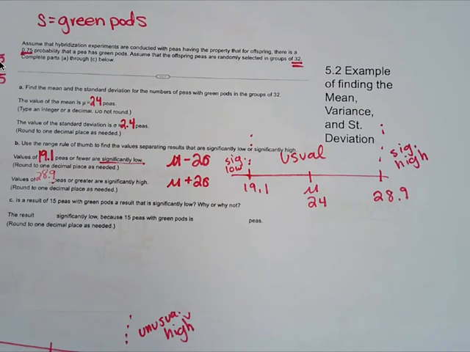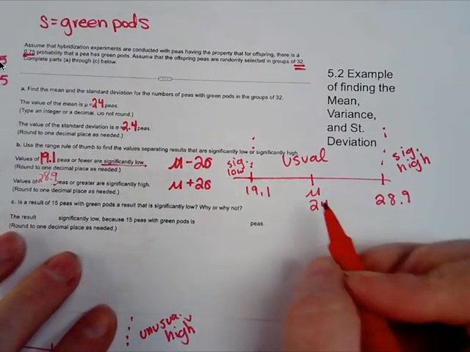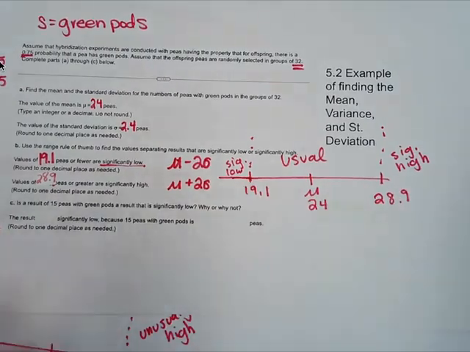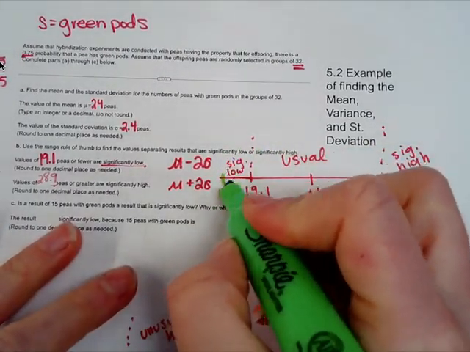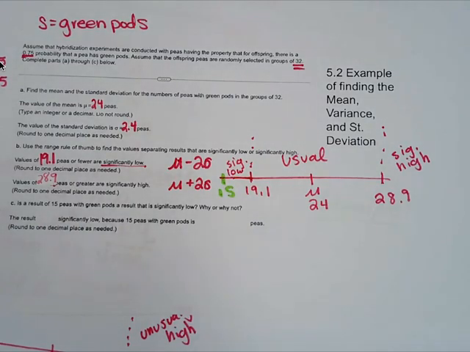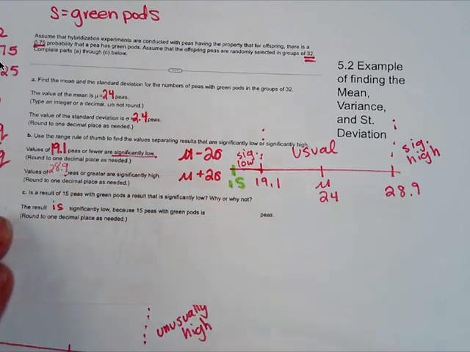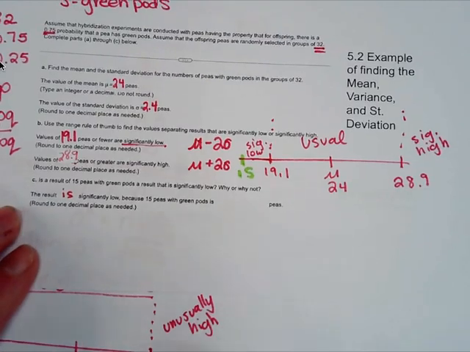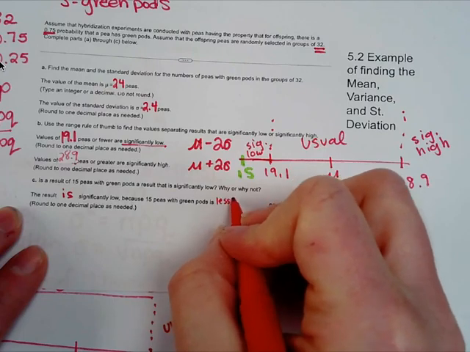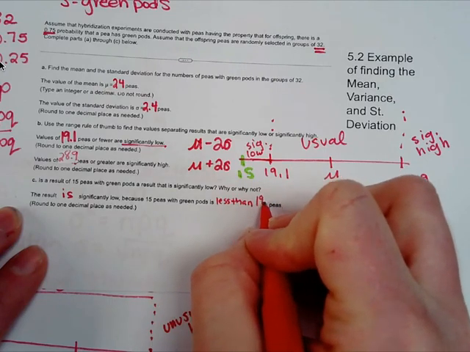So part C says, is the result of 15 pea plants with green pods a result that is significantly low, why or why not? Where would 15 fall in this number line? It'd be over here. So let's fill in the blank. The result is significantly low because 15 peas with green pods is less than 19.1 peas.